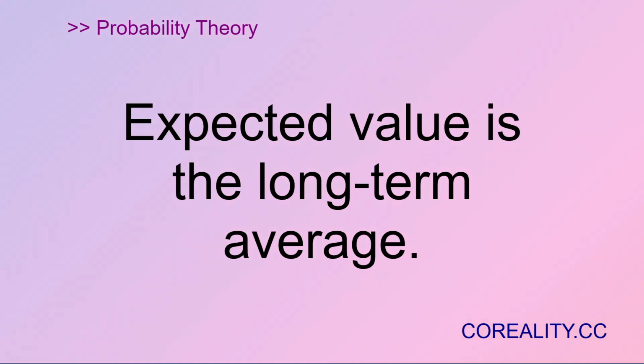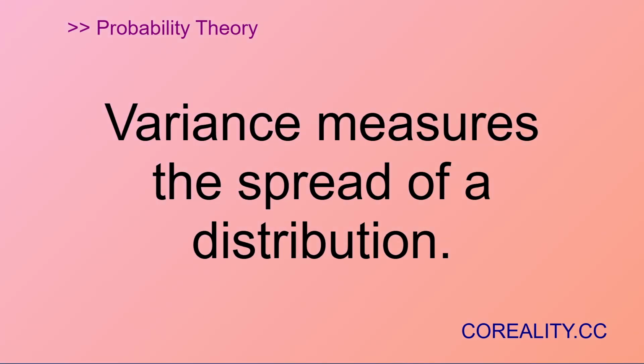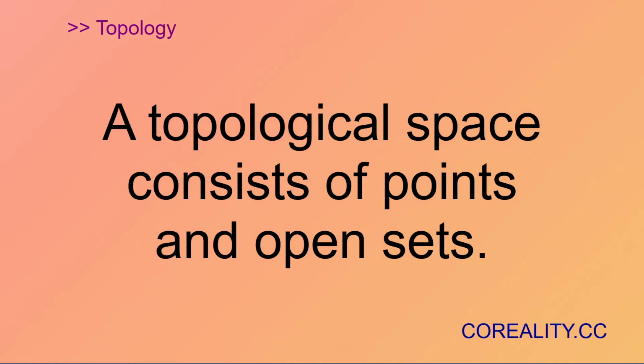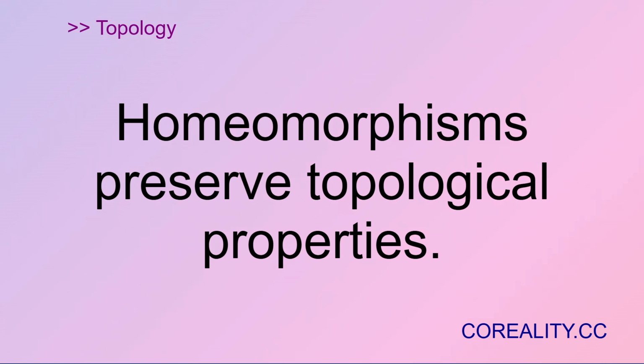Expected value is the long-term average. Variance measures the spread of a distribution. A topological space consists of points and open sets. Homeomorphisms preserve topological properties.